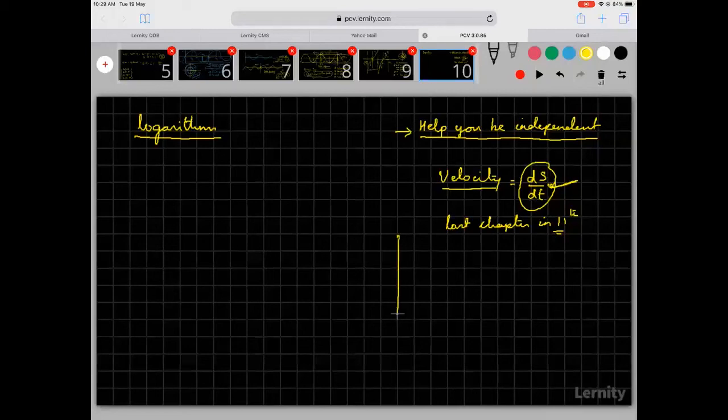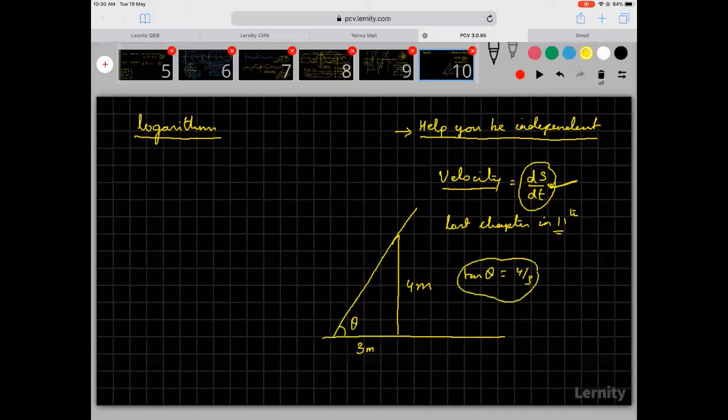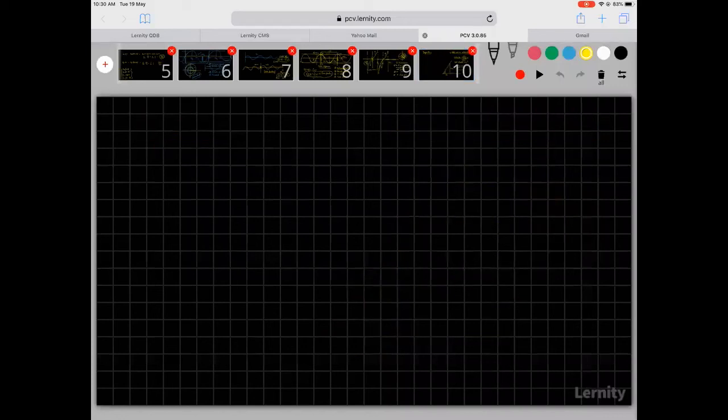Suppose I have a 4 meter long pole, and it is casting a shadow 3 meter long. At what angle is the sun, or what is the elevation of the sun? Now, I don't want you to tell me, sir, trigonometry, I have forgotten. No. So, if this angle here is theta, I want you to quickly tell me tan theta is equal to 4 by 3.